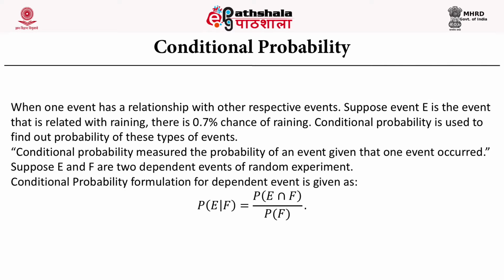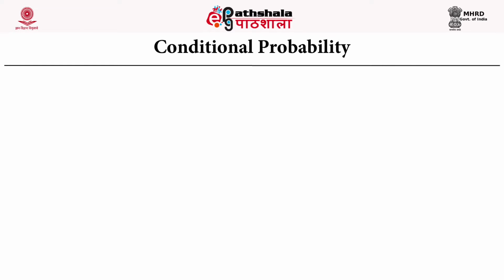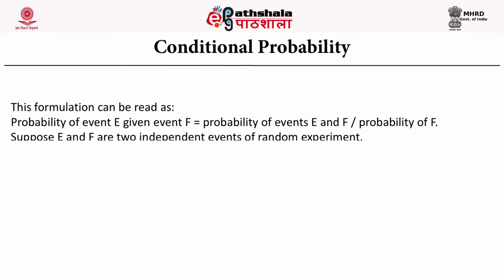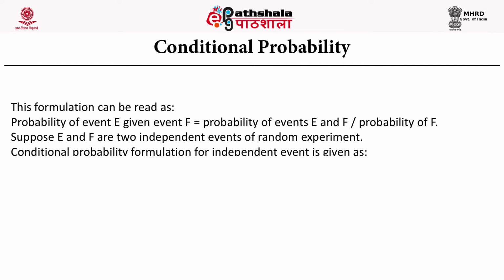Conditional probability measures the probability of an event given that one event occurred. Suppose E and F are two dependent events of a random experiment. The conditional probability formulation for dependent events is given by the formula: probability of E given F is equal to probability of E intersection F divided by probability of F. This can be read as probability of event E given F, which is equal to probability of events E and F divided by probability of F.